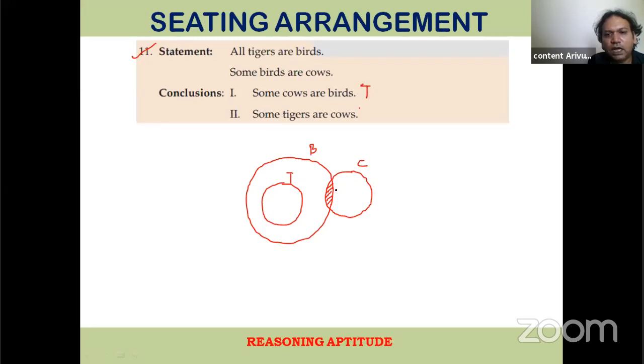Some tigers are cows. We don't know. It is uncertain. Now we're not looking for uncertain statements. We're looking only for true statements. So the answer will be only the first one is correct, or the answer is A. All tigers are birds. Some birds are cows. So the correct answer for question number 11 is that the first conclusion follows logically, but the second one does not follow logically. So for question number 11, the answer has to be A.